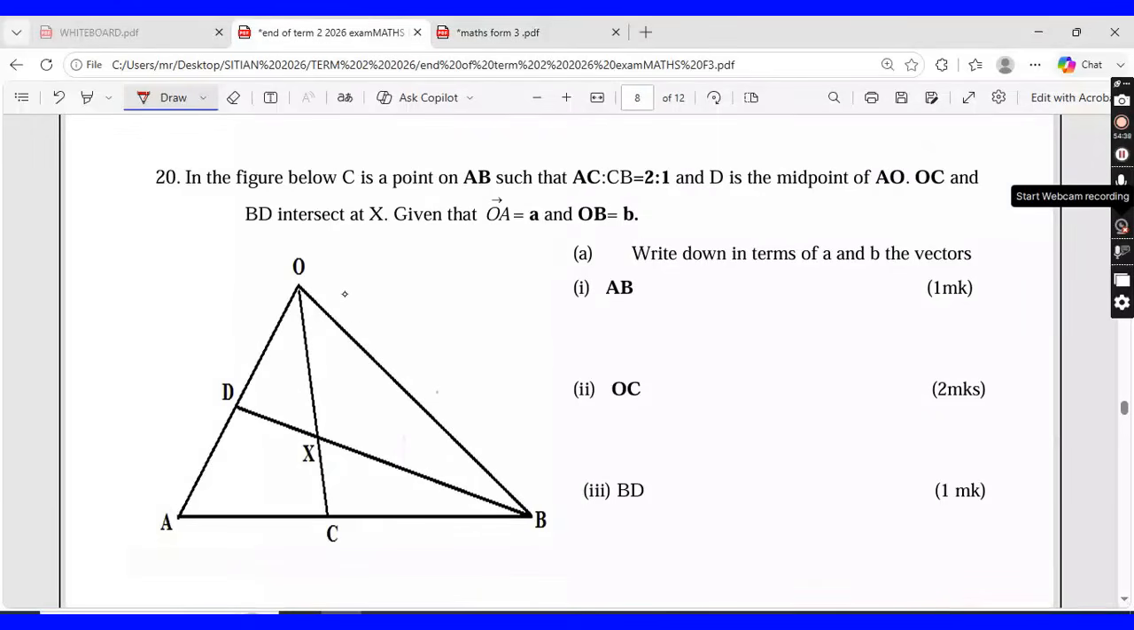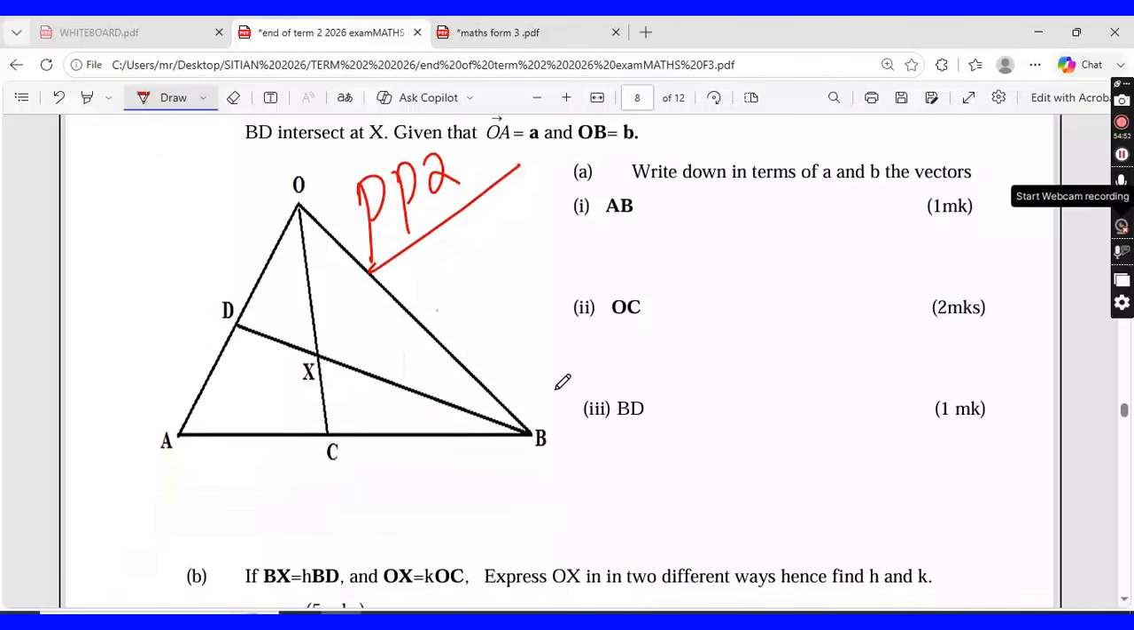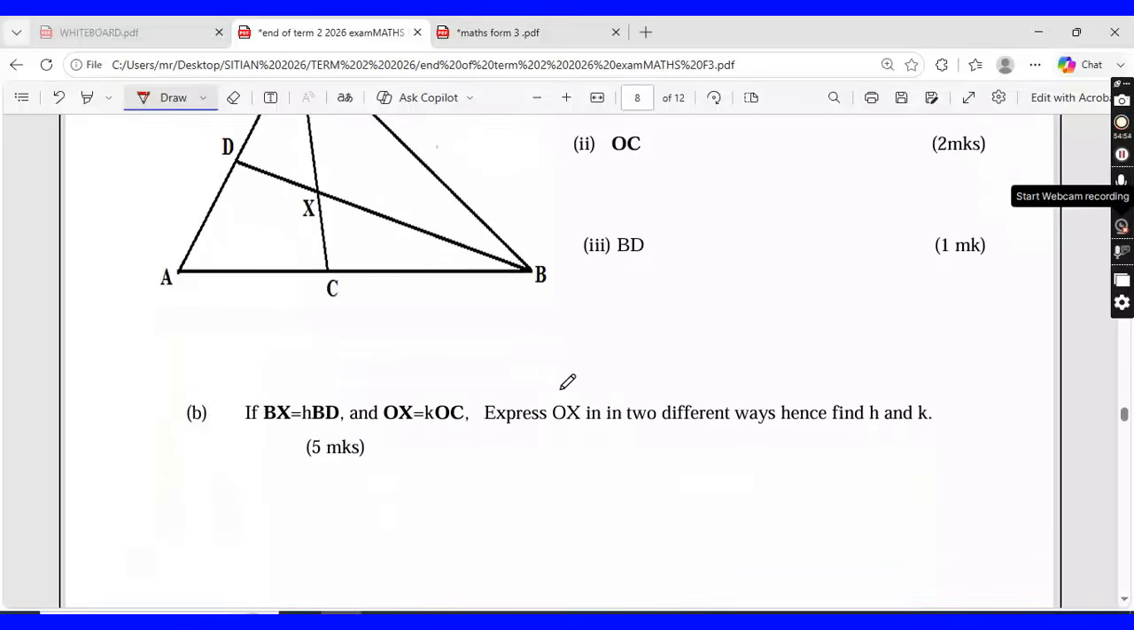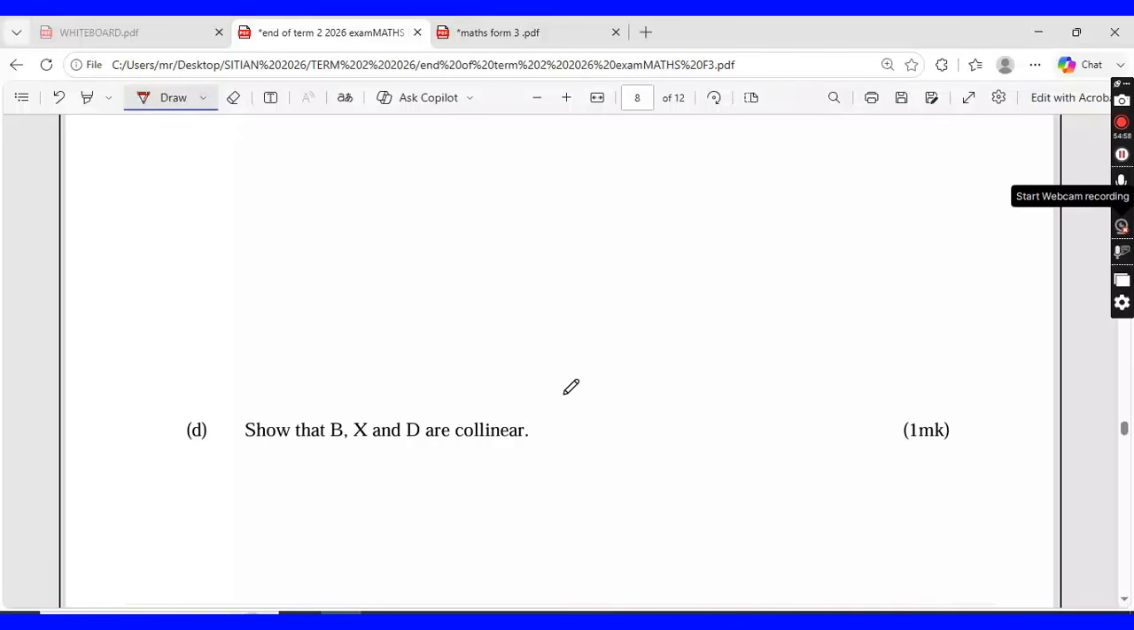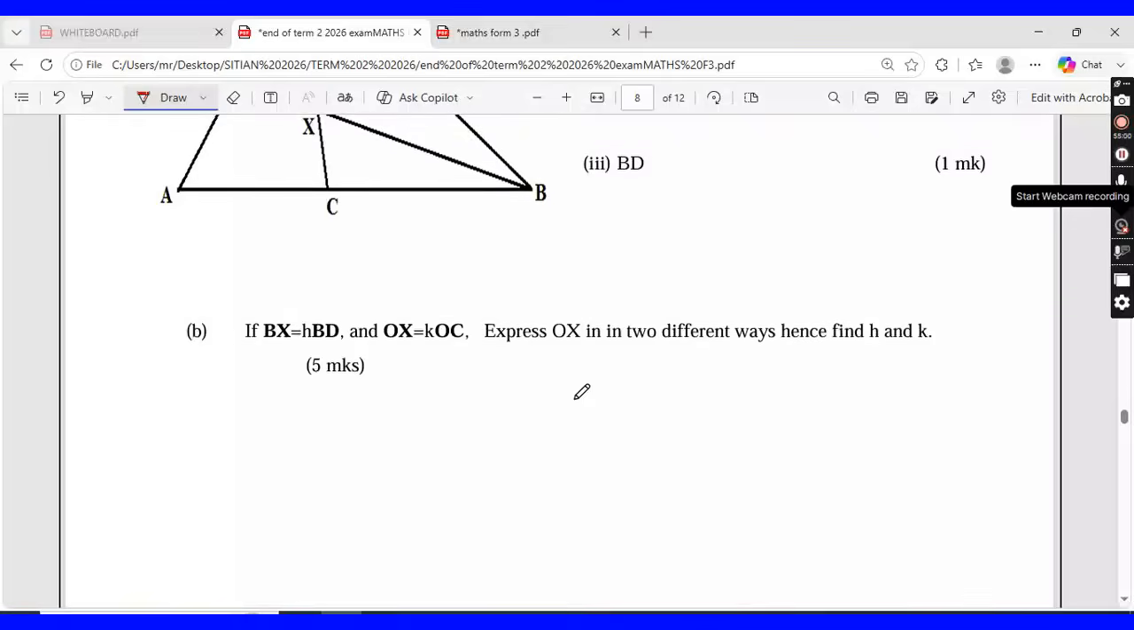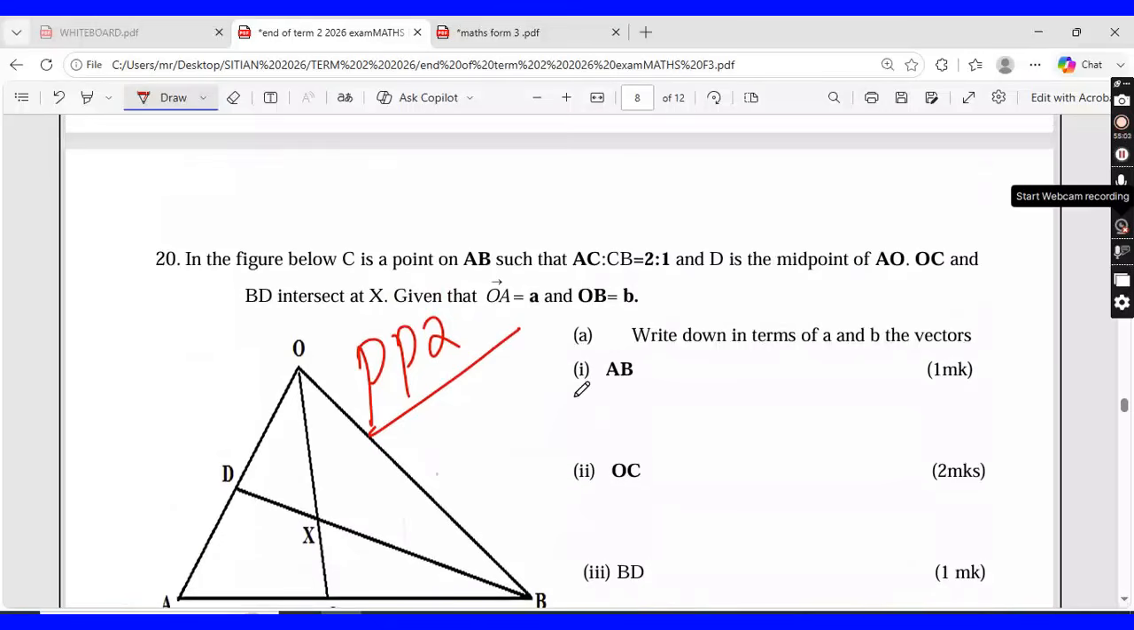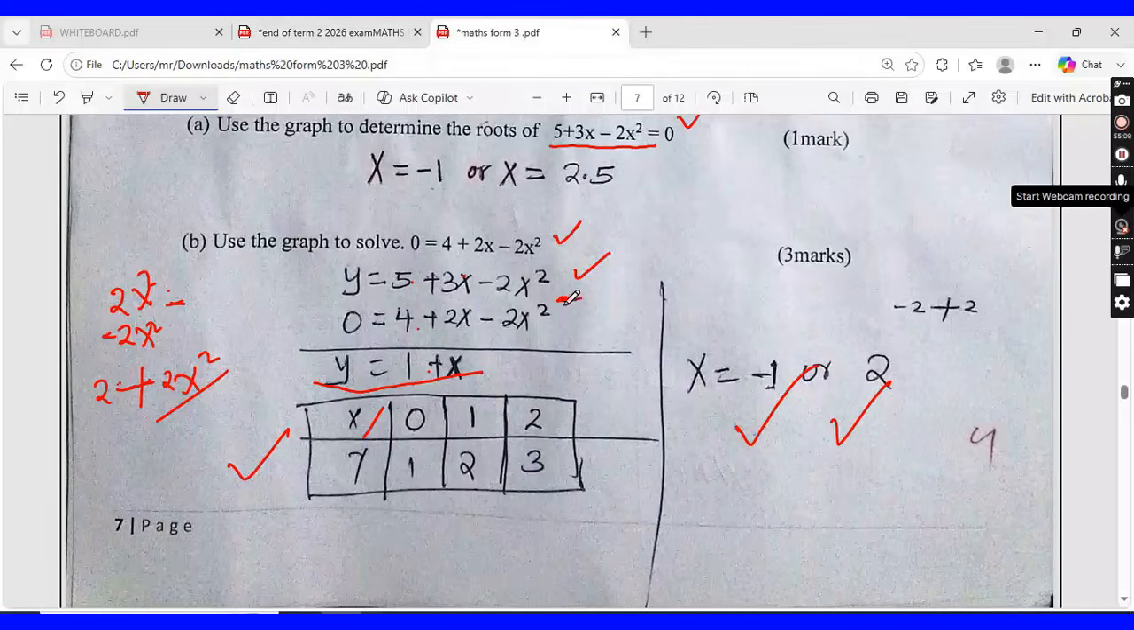So this is paper 2 pure. This is paper 2. I have done vectors, several of them. I would want you to practice this one so that you see what you can get. Show that Px and B are collinear. Show that they are collinear. So I will show you what I have done, then you practice.